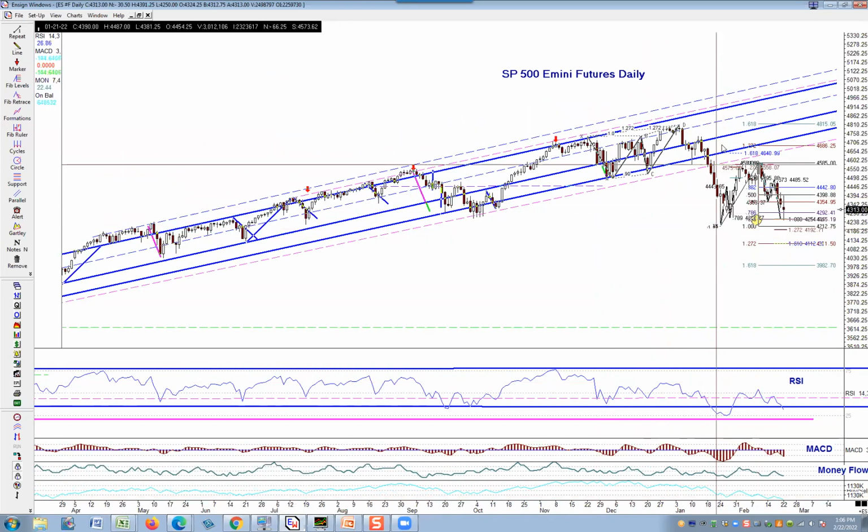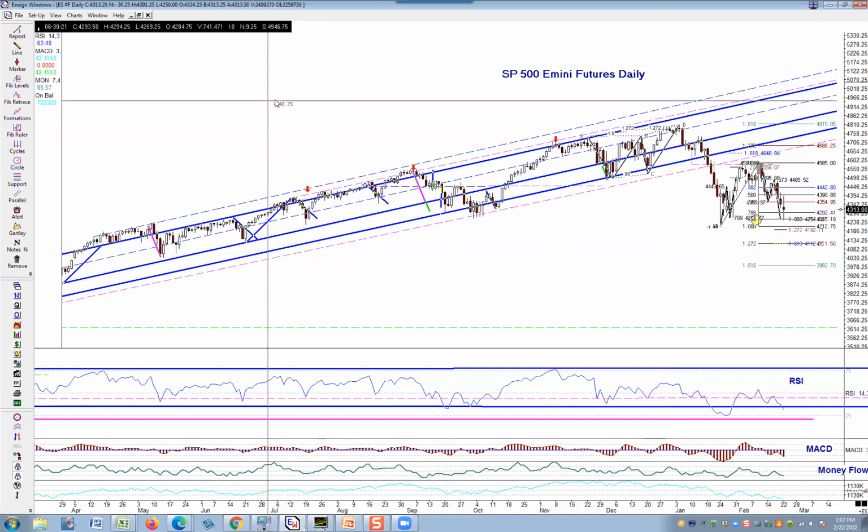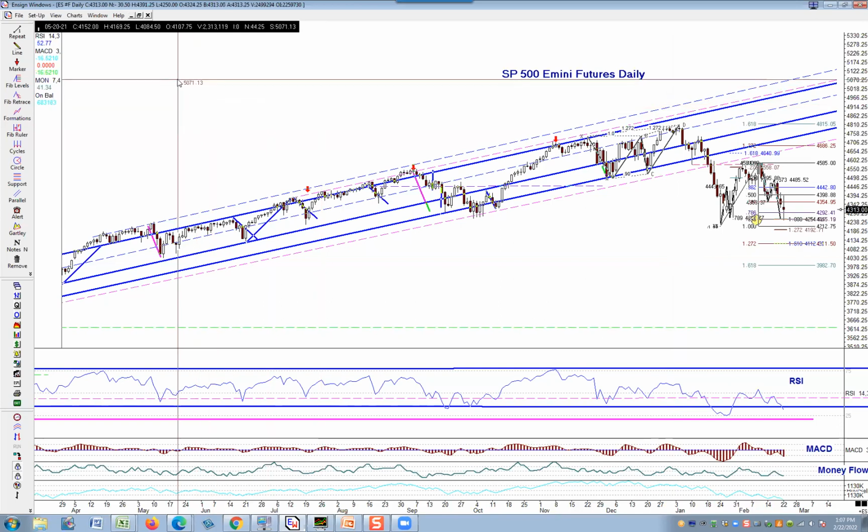I think it's important because if we break these levels, we're going to start to see some Fibonacci retracement levels from the March 2020 lows, which we haven't seen yet. We haven't really seen a measurable retracement on those.